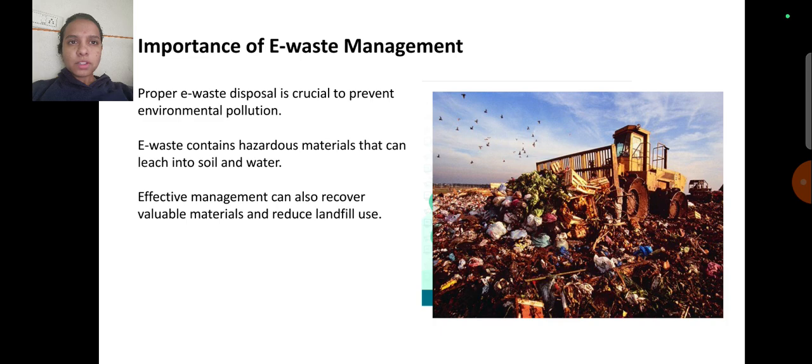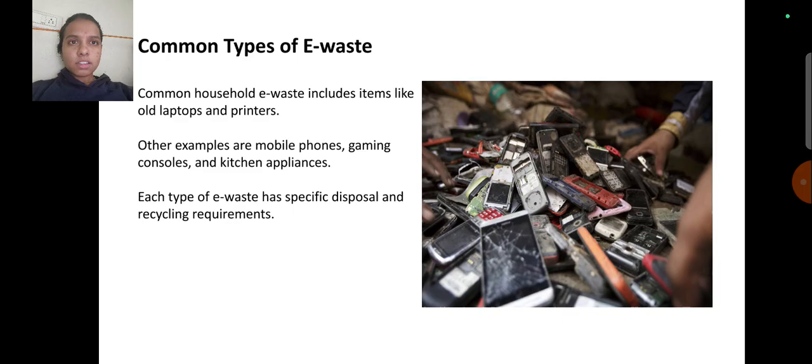Next, the importance of e-waste management. Proper e-waste disposal is crucial to prevent environmental pollution. E-waste contains hazardous materials that can leach into soil and water. Effective management can also recover valuable materials and reduce landfill use. This is about the importance of e-waste management.